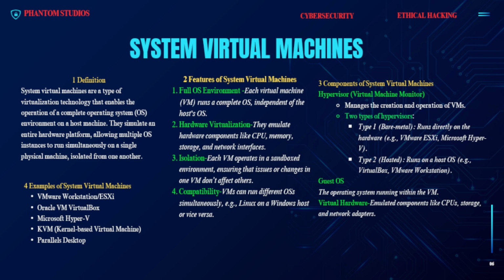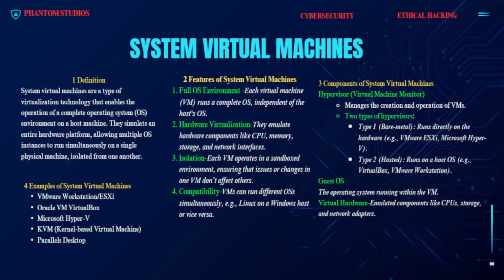And number 4, the last feature of system virtual machines, is compatibility. Compatibility is a very important and significant feature as far as system virtual machines are concerned. Remember that systems can't function effectively when there are incompatibility issues.